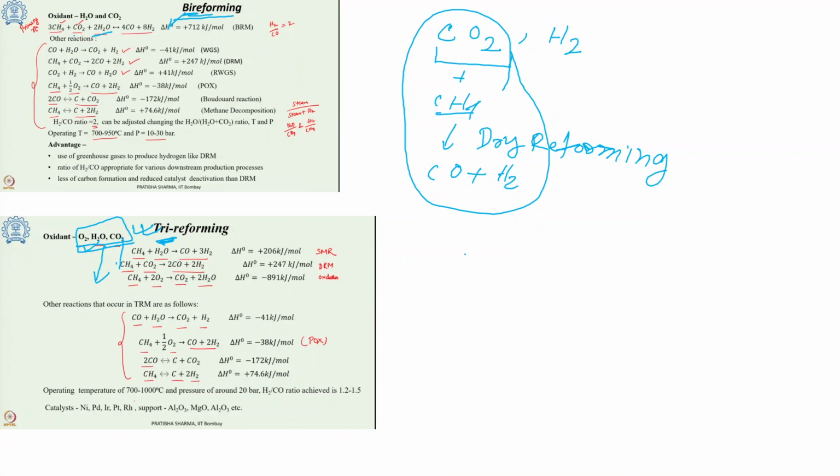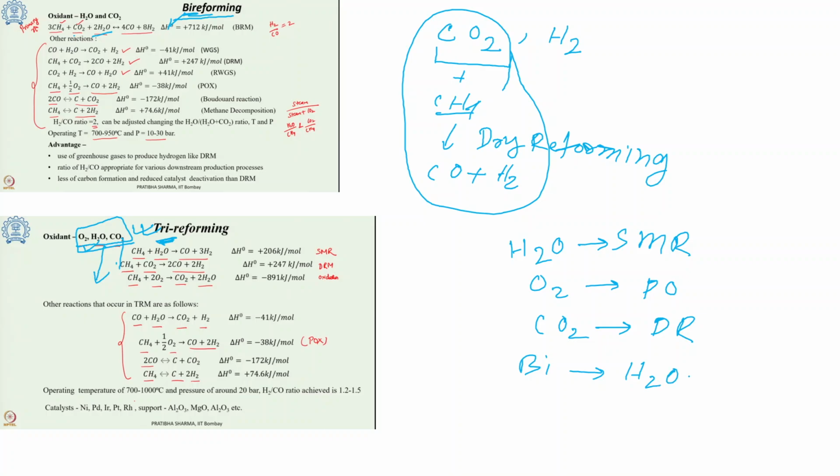Just let me write it down. Water was used in SMR reactions, oxygen was used in partial oxidation, carbon dioxide is used in dry reforming, and bi-reforming uses both water and CO2, and tri-reforming uses H2O plus CO2 plus oxygen.